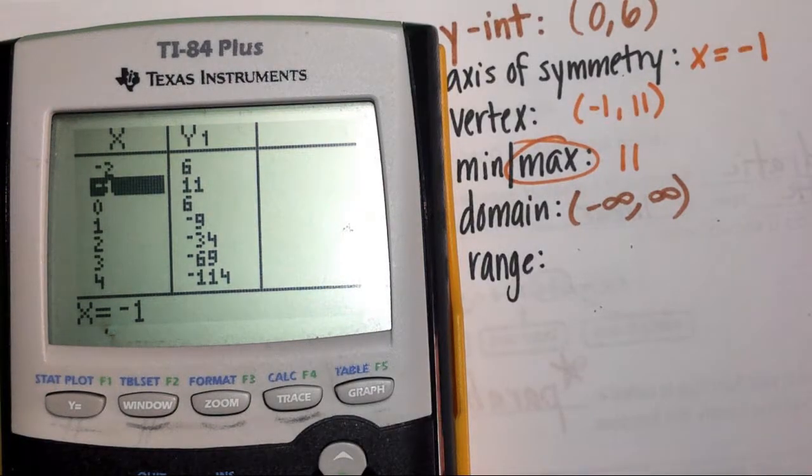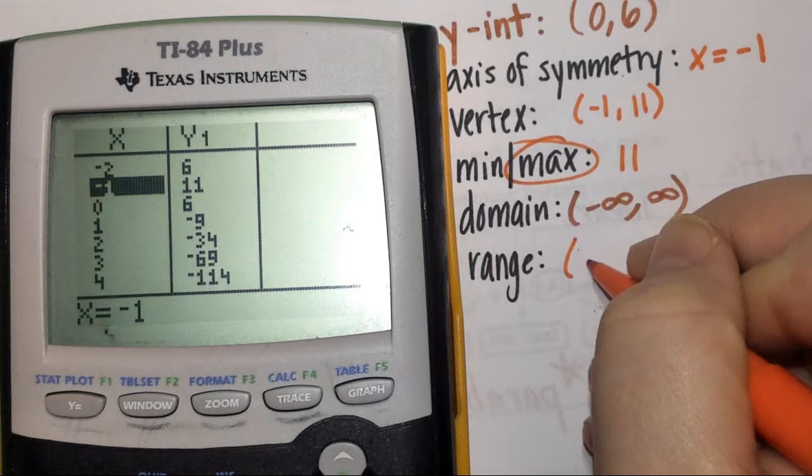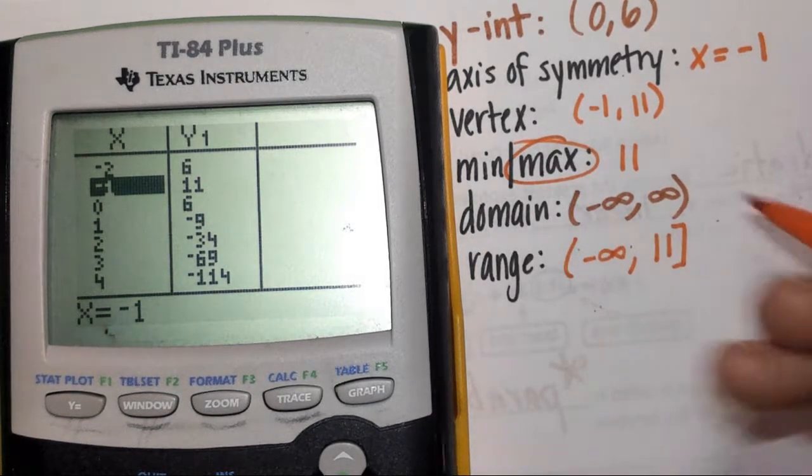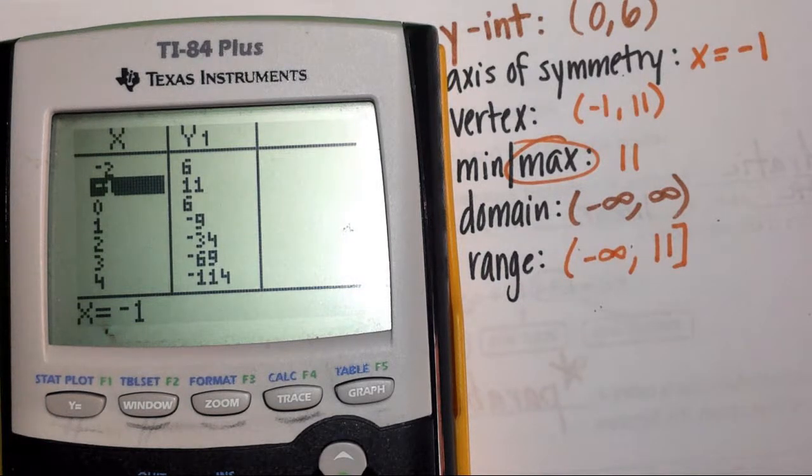Seriously, once you know the vertex, you know where the max is, you know the axis of symmetry, and heck, you even know the range. Because you know it's going to be -infinity until you hit that max of 11. So literally, once we knew the vertex, we knew the rest. So if Justice types it in wrong, messes up the vertex, he messes up the rest.